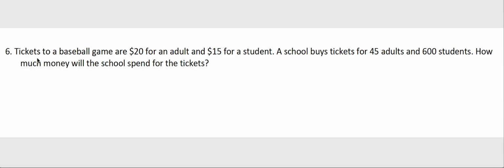So my first thing is going to be to actually read that word problem. It tells us tickets to a baseball game are $20 for an adult and $15 for a student. A school buys tickets for 45 adults and 600 students. How much money will the school spend for the tickets? So I'm going to go back and I'm going to reread.